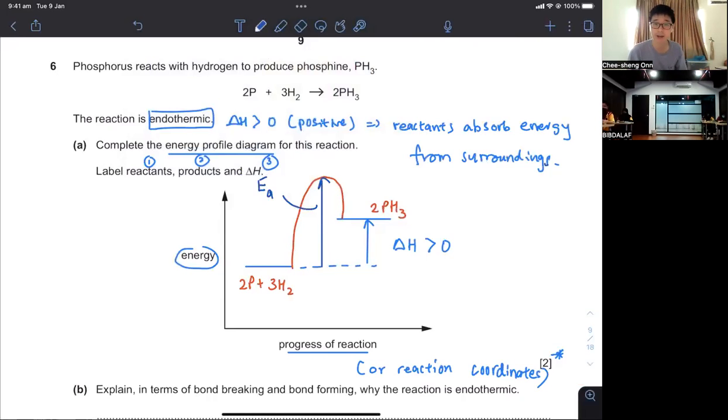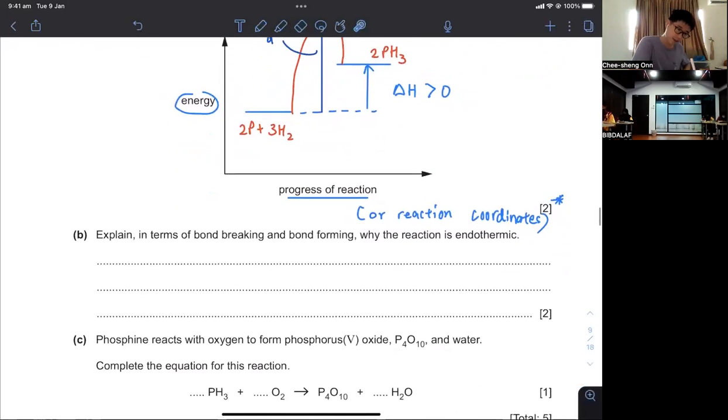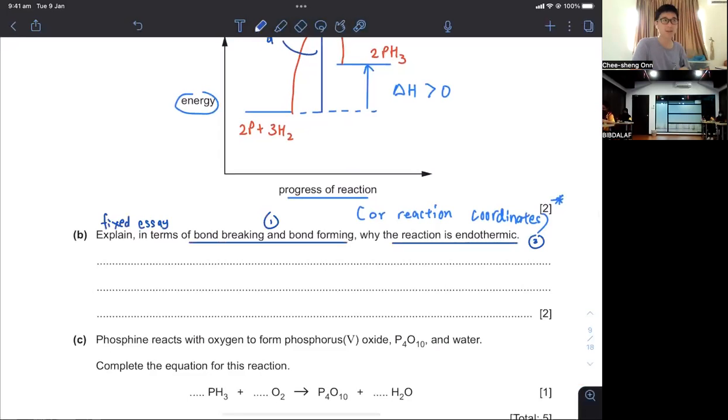Okay, so just be careful, yeah? You don't get extra mark for labeling activation energy here, but you never know when they're going to ask you to label, yeah? Okay. Now, this next bit is a fixed asset. When I say it's a fixed asset, the first point really is on bond breaking and bond forming, and they always come up, yeah? Why this reaction is endothermic. Now, some students would memorize this kind of thing, and then when it comes to the real thing, they forget what is happening. And that's the problem.